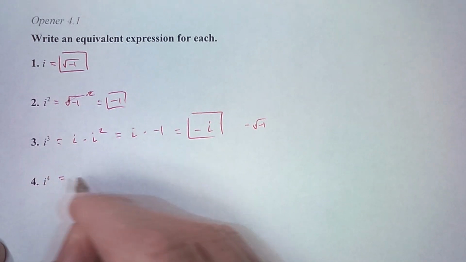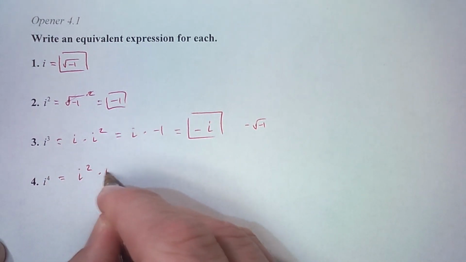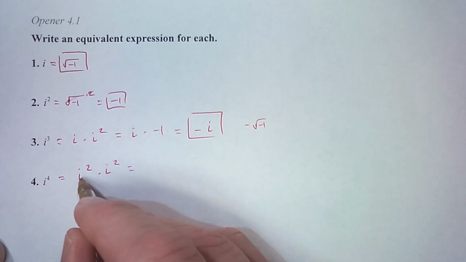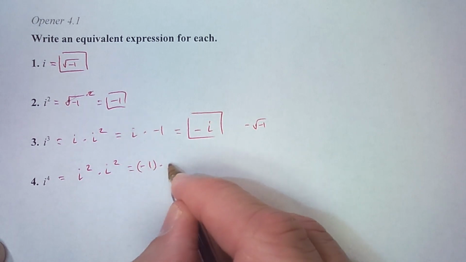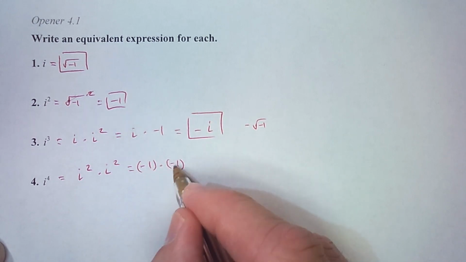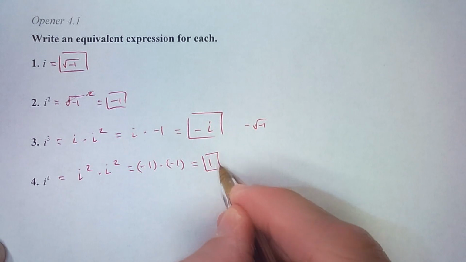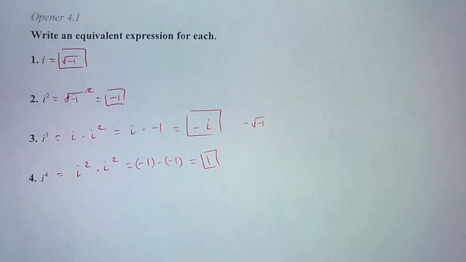I to the 4th power is I squared times I squared. I squared is -1. This I squared is also -1. -1 times -1 is 1, so I to the 4th power is 1.